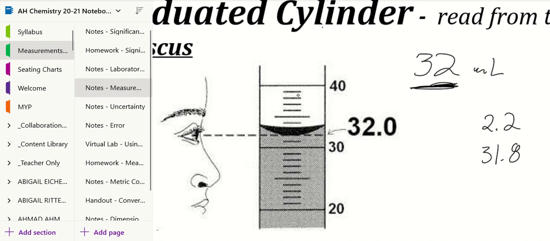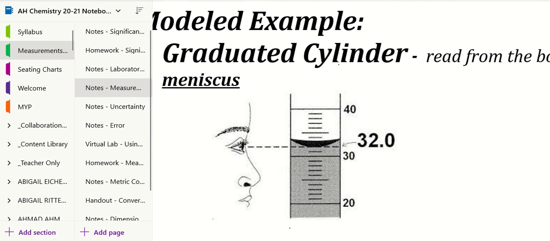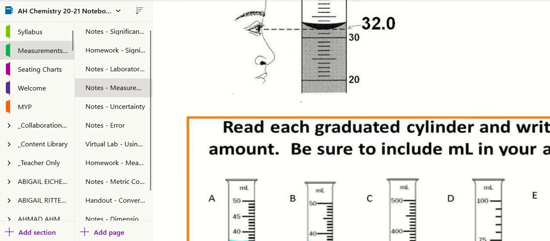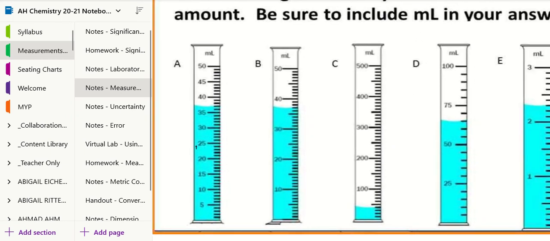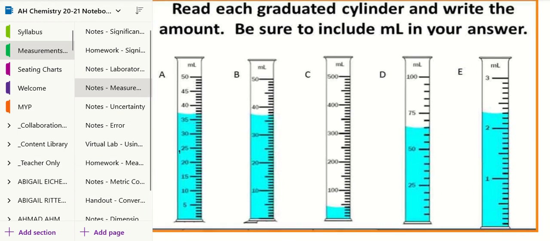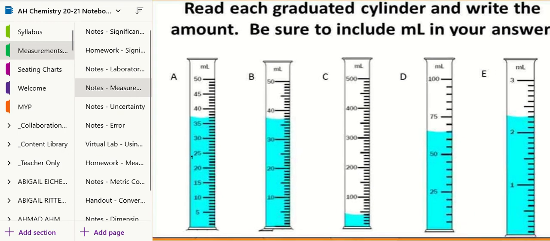So let's look at some more examples for you guys to practice. So I'm going to zoom out a little bit. If you guys will open this in your OneNote, I would encourage you to open it in your OneNote so you can see it. If you guys will try these 5 volumes, and then we'll go over them together.